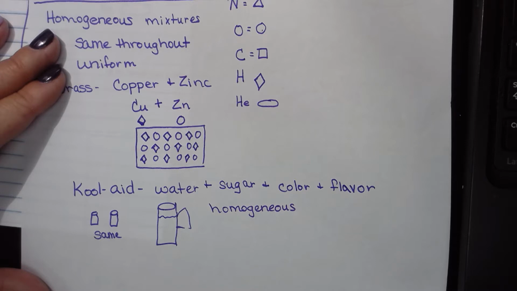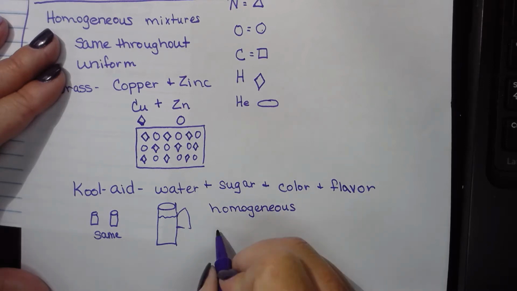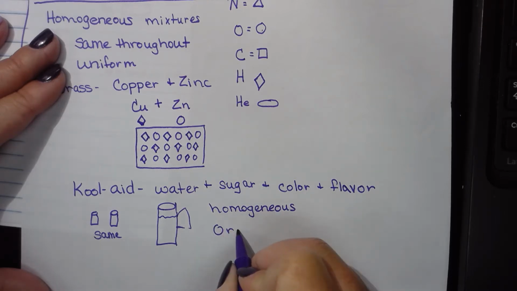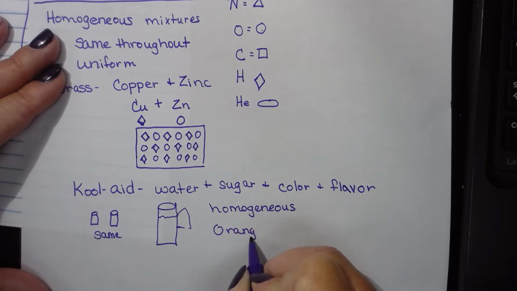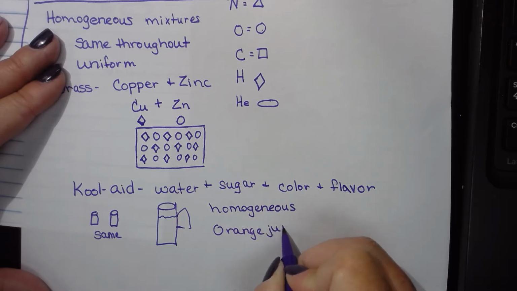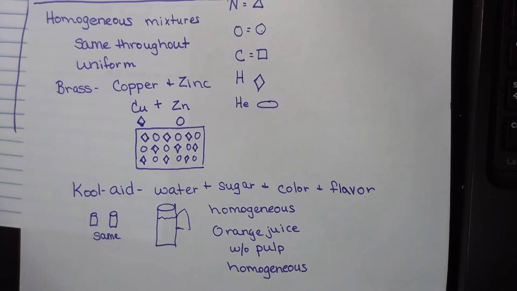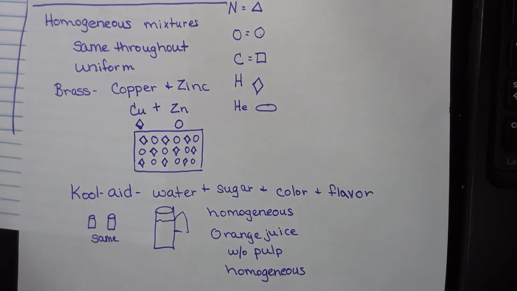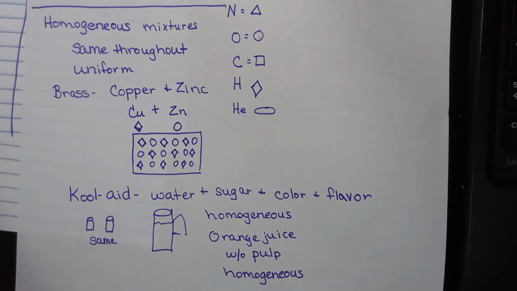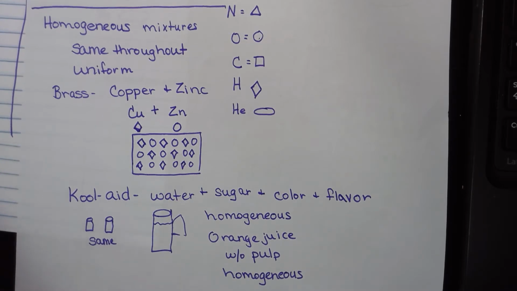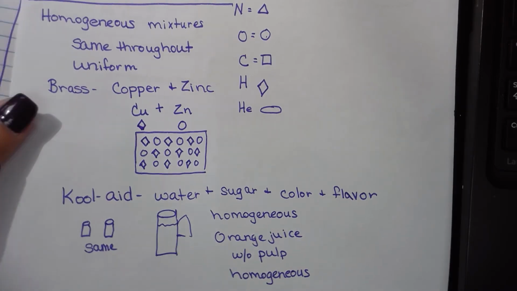Another good example that we can do an exact comparison is orange juice with pulp or without pulp. So if you think about orange juice, if you get it without pulp, it's going to be a homogeneous mixture, because you really can't tell the difference. If you pour me a glass and I pour you a glass, it's the same substance. It's going to have the same amount of stuff in it because it's mixed uniformly. We'll talk about with pulp here in just a minute.